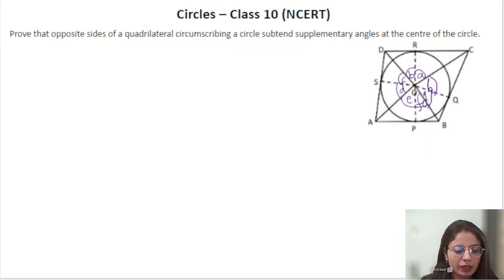Okay, so let's first read the question. The question says: prove that opposite sides of a quadrilateral circumscribing a circle subtend supplementary angles at the center of the circle.